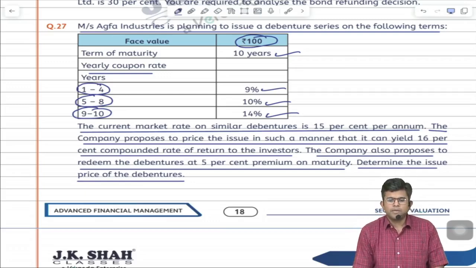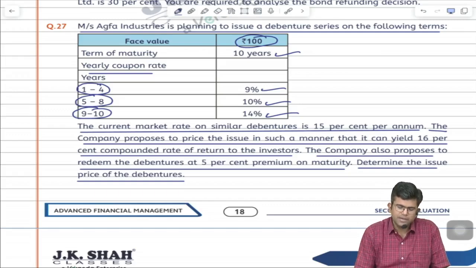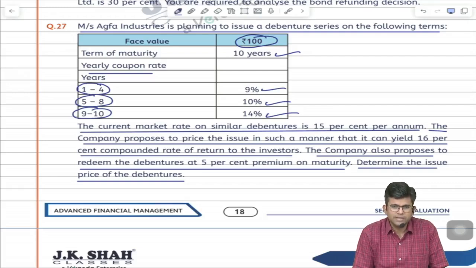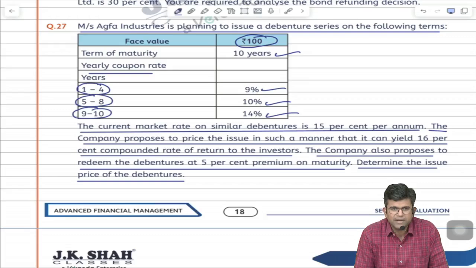Now, what is the story? I am a company and you are the investors. I am wanting to issue a debenture to you over a 10-year life. First 4 years you'll get 9%, next 4 years you'll get 10%, last 2 years you'll get 14%. Now, the question is, at what price should I price it? What should be the issue price? Can I say whatever price I will price it, that will become your market price? Everybody clear? It will be the price at which you have to actually buy that particular debenture.